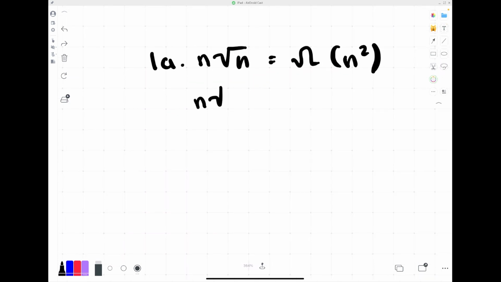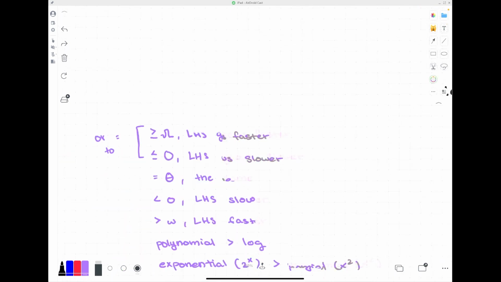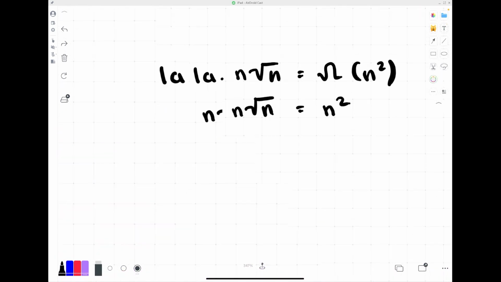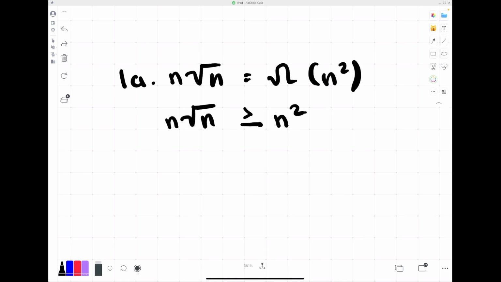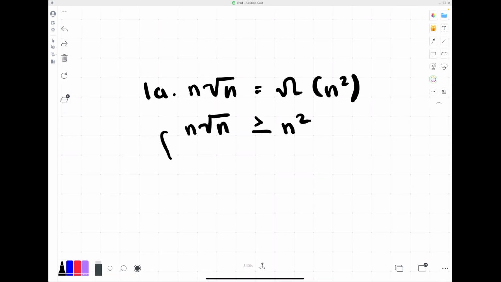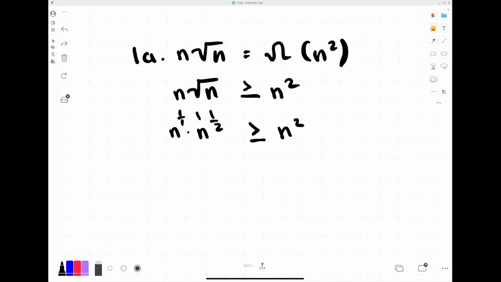And we can rewrite this by doing this. And then we look at the symbol, which is big omega, and that is greater than or equal to. So we can replace this with greater than or equal to. So now we just see if this statement is true. So we can simplify this further. It could be n times n to the 1/2, greater than or equal to n squared. And then we can multiply this. So we just add, which would be n to the 3 over 2.